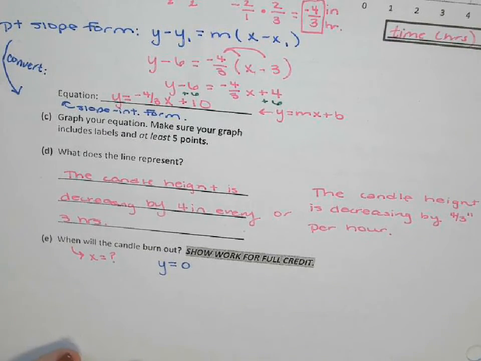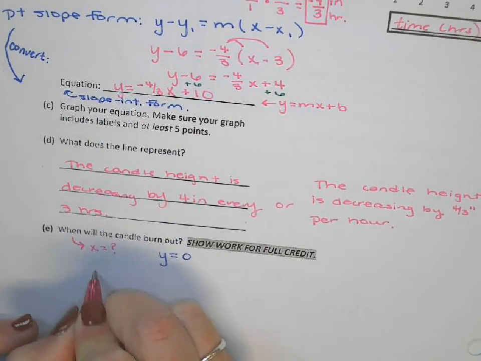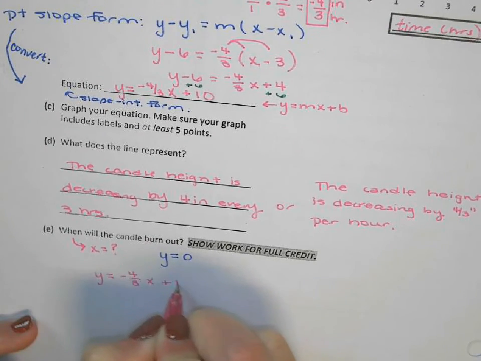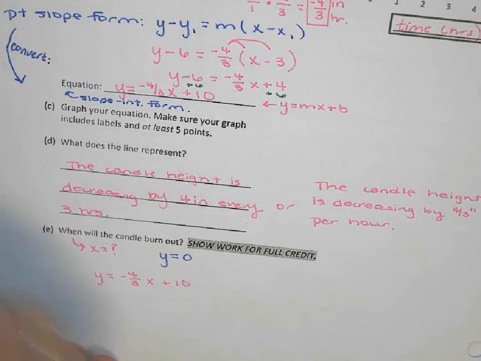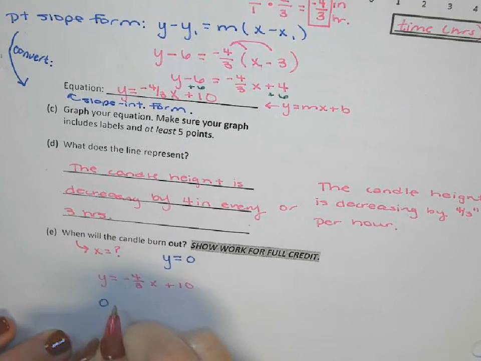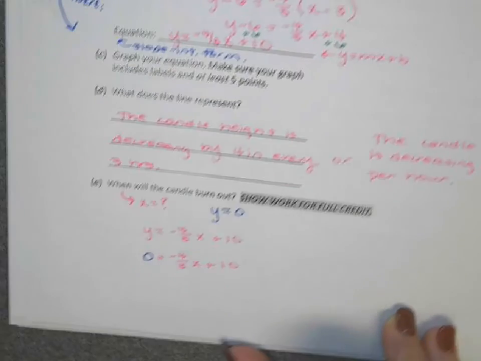So we're going to plug this in. Our equation was y equals negative 4/3 x plus 10. But they gave us the y is 0. So 0 equals negative 4/3 x plus 10. And now what we're going to have to do is solve for x.